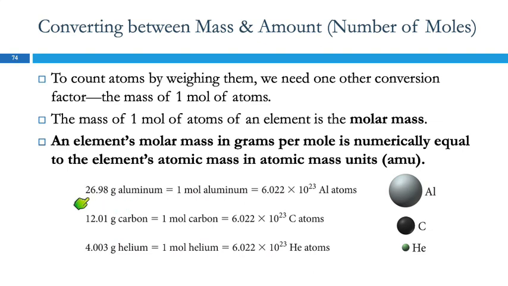So aluminum, 26.98 grams of aluminum is equal to one mole. One mole of aluminum is Avogadro's number of atoms. 12.01 grams of carbon is one mole of carbon. How do we know that? We find carbon on the periodic table, and the number underneath says 12.01. That's the mass in grams of one mole, or the mass in atomic mass units of one atom.